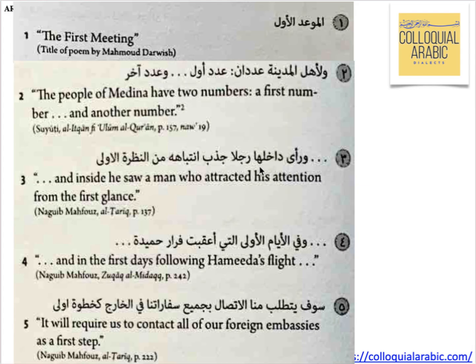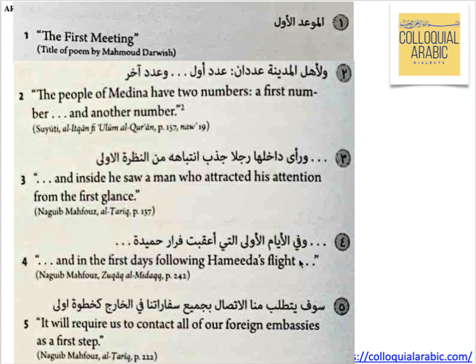And waraya dakhilha rajulan jazaba intabahahu min nazratil ula. He saw dakhilha, inside it, a rajulan, a man, like the use of the number one in the cardinal form. Jazab attracted the attention, intabahahu min nazratil ula, in the first glance. So inside he saw a man who attracted his attention from the first glance. So an-nazra al-ula.